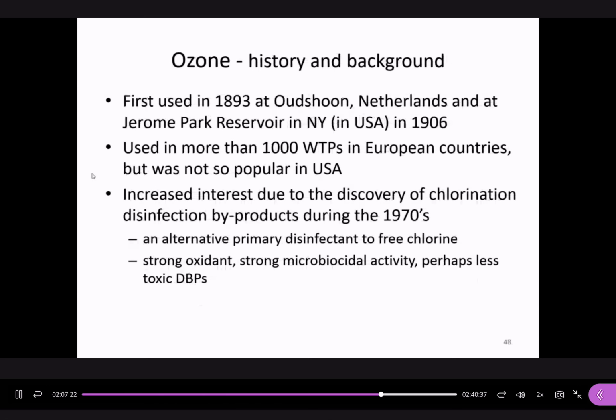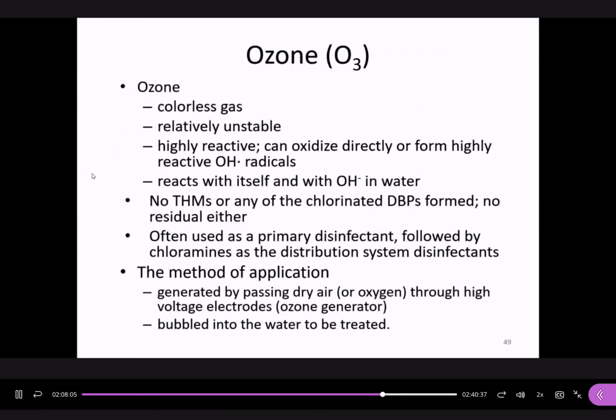Ozone was first used very early, in 1893 in the Netherlands, and in the early 20th century in the US. It is used in more than 1,000 water treatment plants in European countries, but not so popular in the US. Again, there was increased interest because of the discovery of DBPs in the chlorination process. It is an alternative primary disinfectant to free chlorine, a strong oxidant with strong microbial activity and perhaps less toxic DBPs. It is a colorless gas, relatively unstable and highly reactive. It can oxidize directly or form highly reactive hydroxyl radicals, OH dot, which react with itself and with hydroxide in water. No THMs or any of the chlorinated DBPs form, and no residue either.